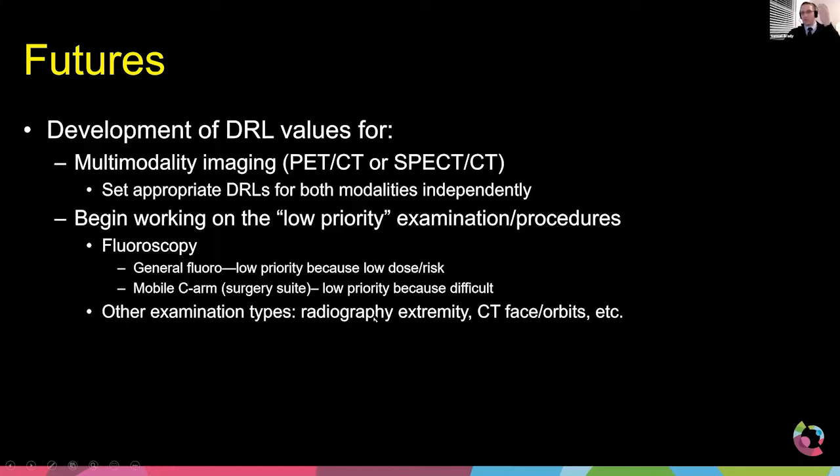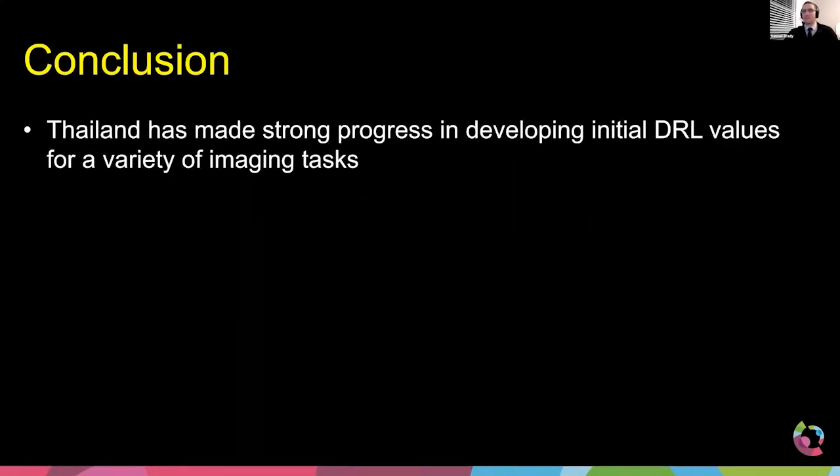Obviously, there are extremities for radiographs. There's the face and the orbits for CT, all of which can eventually be added now that you're moving towards an electronic data repository to collect all this data easily and do your calculations.